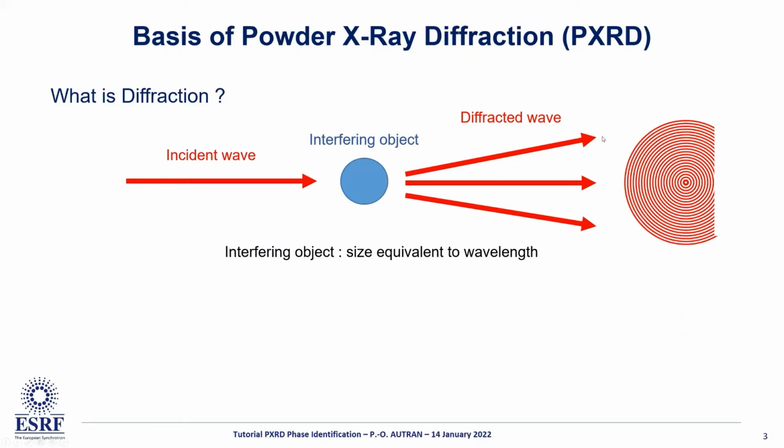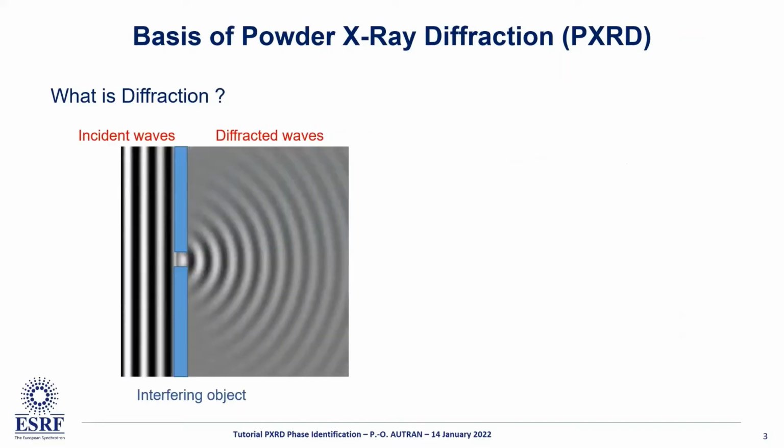So basically, what is diffraction? A very quick explanation: you have an incident wave with an interfering object, and if the size of the object is the same as the incident wave's wavelength, you have a diffracted wave. Here is a real example, where you have waves on the left with this blue interfering object, which is just a little slit in the middle, and then you have diffracted waves that have arc circle shapes.